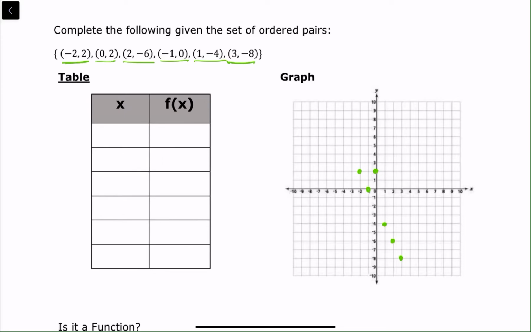Now I'm going to look at my points from left to right and put them in the table. My first point is -2, 2. -1, 0. 0, 2. 1, -4. 2, -6. And 3, -8.